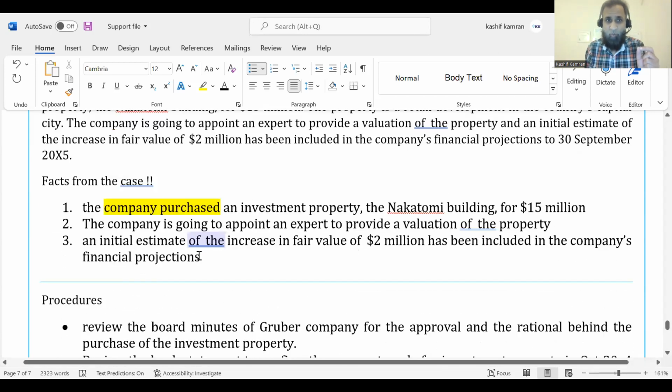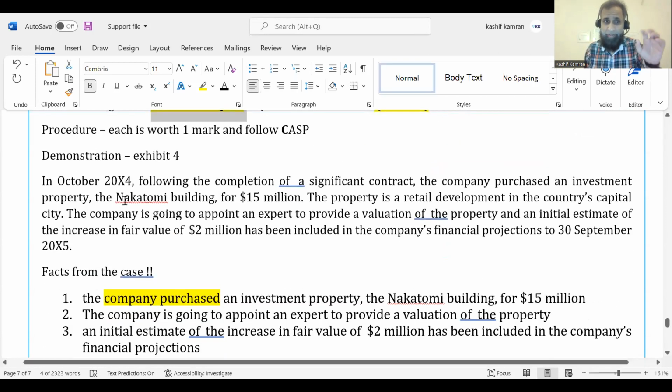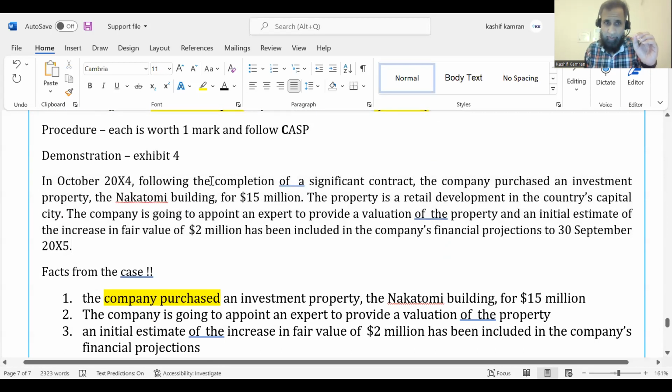I just first try to understand that the examiner is saying you need to make a procedure on the Nakatomi building. So I copied the information from the Exhibit 4, including the procedures relating to the use of an expert. And these are procedures which are coming from the ISA 620. 8 marks. From the Exhibit 4, I got critical information. One, the company purchased a property. The second information was that the company is going to appoint an expert. They have not yet appointed it. And the third is there is an initial estimate of $2 million.